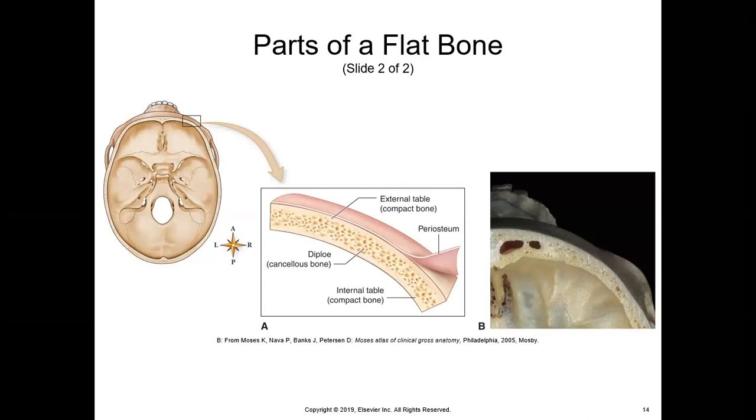So here's parts of the flat bone. This is an example of the cranial bone. You see it has the periosteum, which is the outer covering. It has compact bone on the outside, and it has compact bone on the inside. And then sandwiched in between is the spongy bone. The periosteum covers the outside, and then on the inside of this here, you have the endosteum.